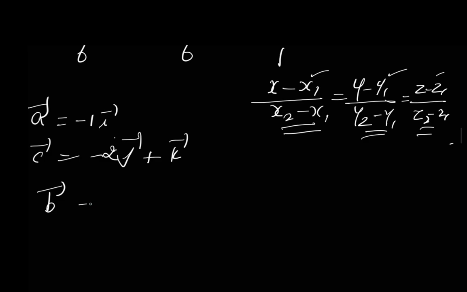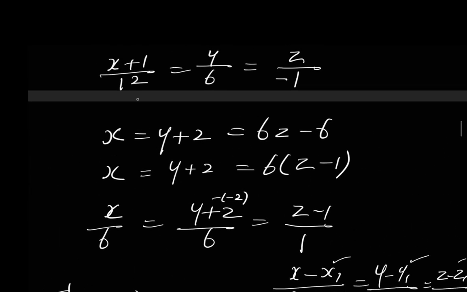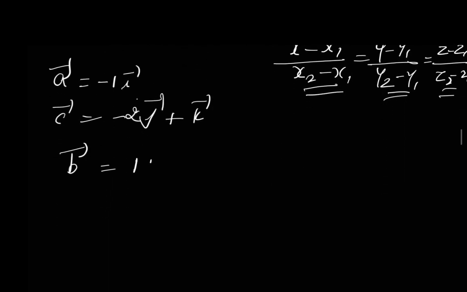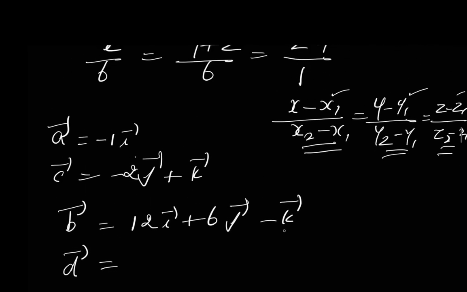And what about the parallel vector? Vector b is equal to the denominator. They are the components of the parallel vector. Direction ratios we say 12i plus 6j minus k vector. And vector d, the denominator of the second line, 6i plus 6j plus k.